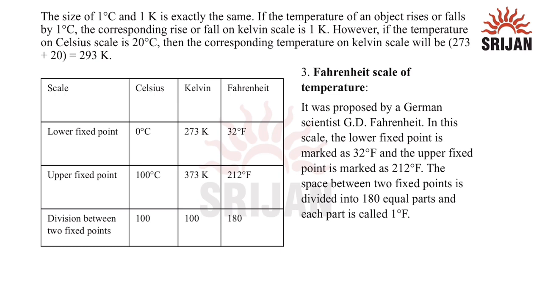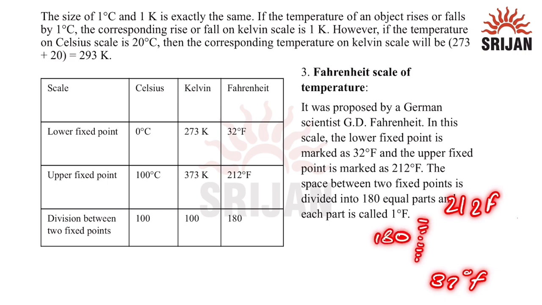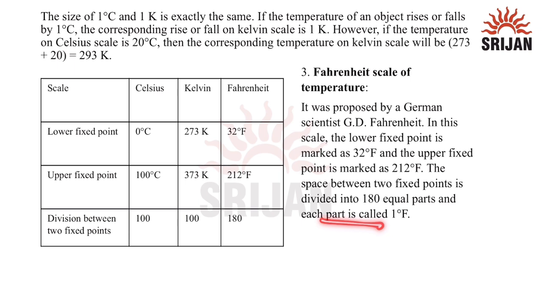The third one is the Fahrenheit scale. It was proposed by the German scientist G.D. Fahrenheit. In this scale, the lower fixed point is 32 degrees Fahrenheit and the upper fixed point is 212 degrees Fahrenheit. The space is divided into 180 equal parts and each part is called 1 Fahrenheit.